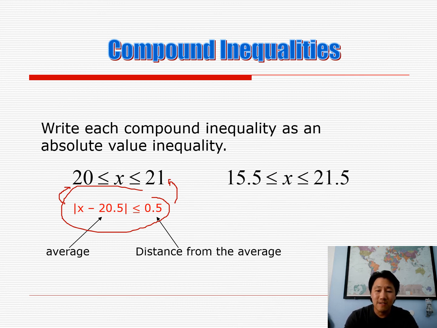Let's do another one, the last one for the day. Again, find the average between these two numbers, add them up and divide by 2, which is 18.5, that goes there. And then the distance from the 18.5 to there or to there is just 3 units. And there we have it. Absolute value of x minus 18.5 is less than or equal to 3.